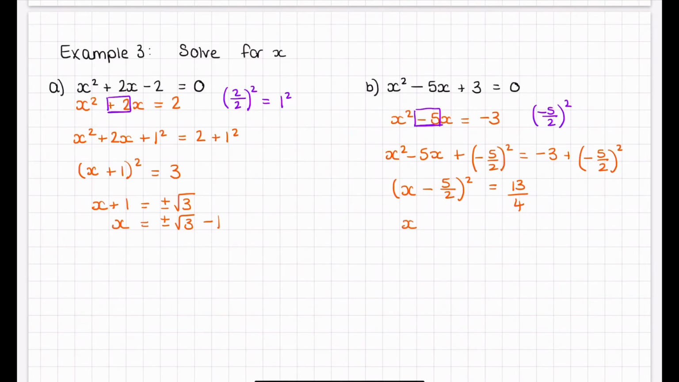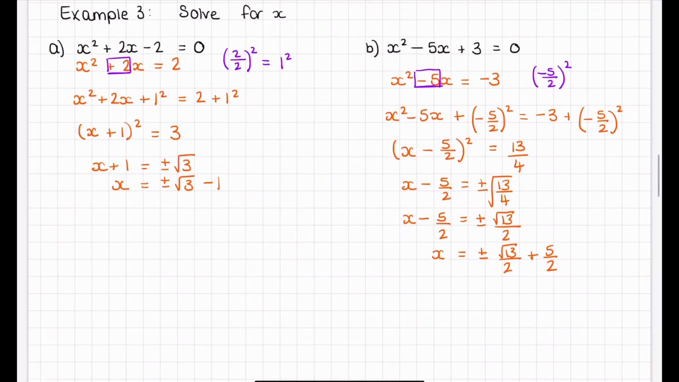So we're going to have x minus 5 on 2 equals plus or minus the square root of 13 on 4. Now remember, with 13 on 4 here and the square root of that, we can rewrite that as plus or minus the square root of 13 over the square root of 4, which is 2. So we can simplify it that way. And then add 5 on 2. So we'll have x equals plus or minus the square root of 13 on 2 plus 5 on 2.